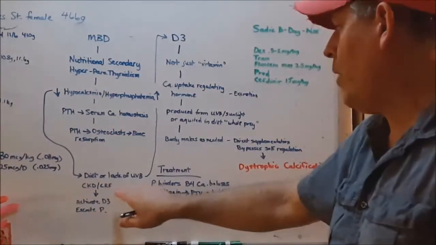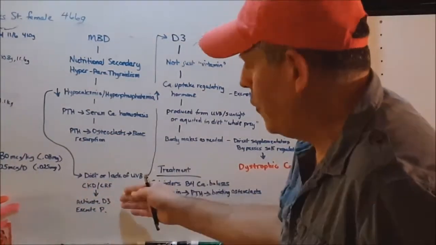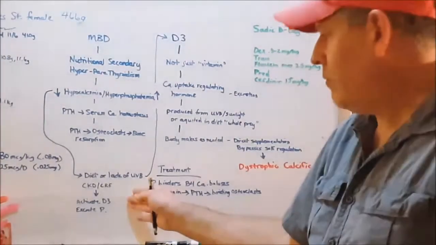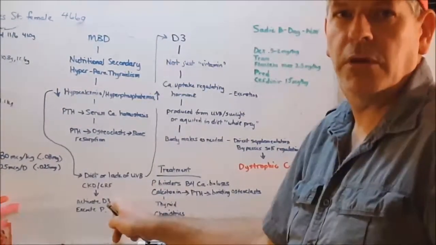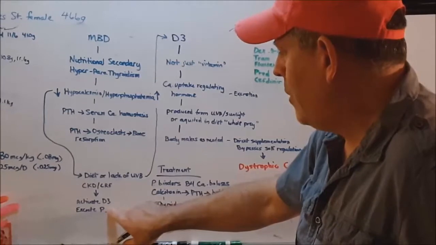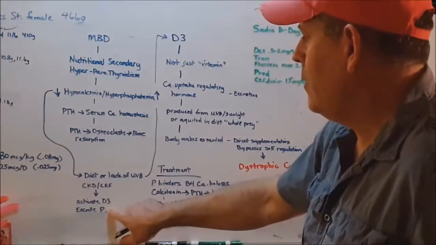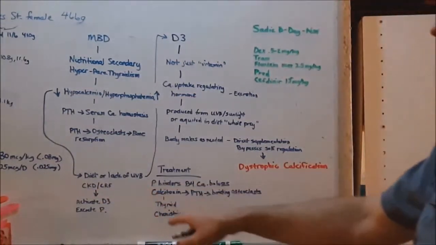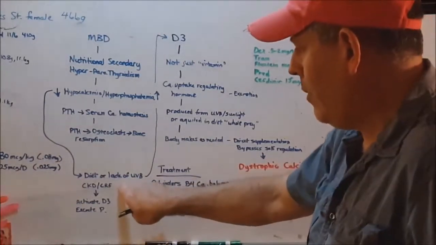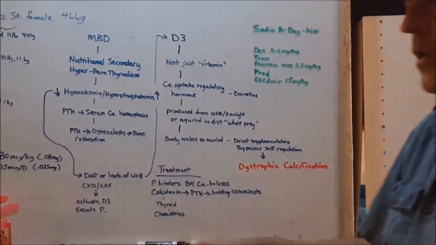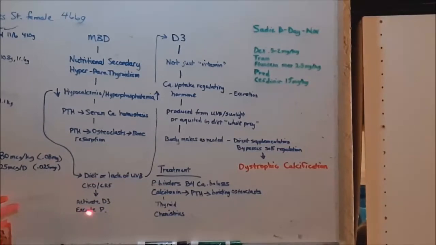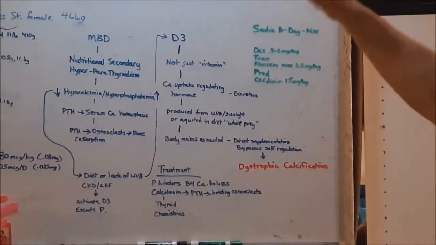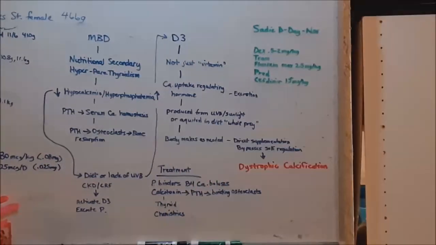kidney disease, chronic renal failure, because your kidneys are the organ that have to activate the vitamin D3, and that handle excretion of phosphorus. In chronic renal failure, the kidneys are not operating properly. They may not be excreting as much phosphorus as fast as they need to. Elevated blood phosphorus again.